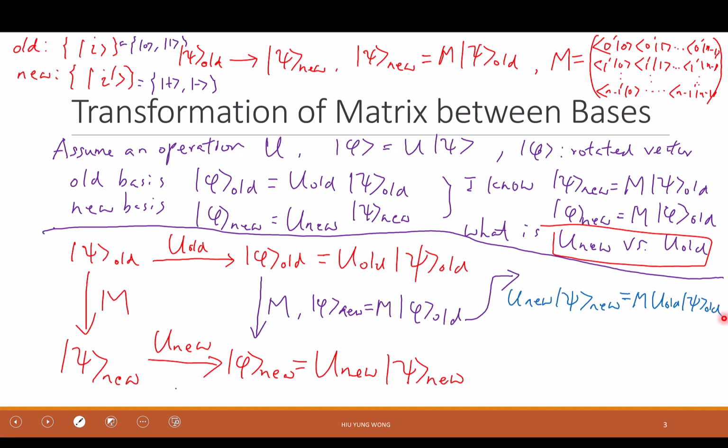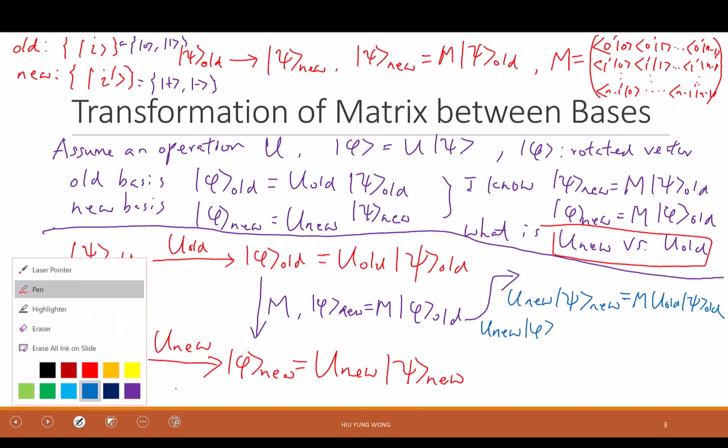Okay, I just do substitution. Again, I know that phi new equals M times phi O because they're in different coordinates. And then I just substitute this one. This is U new times psi new, right? And this is the U O times psi O, sorry, I keep saying that psi O equals phi O, right? Then what I'm going to do is to insert an identity, because this rotation must be unitary, right?